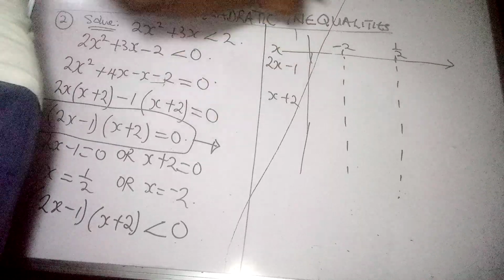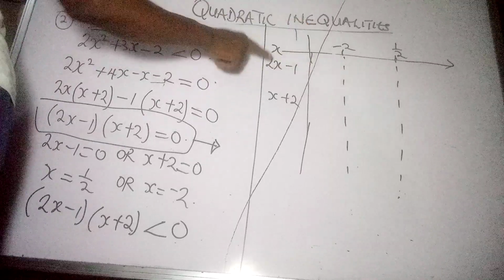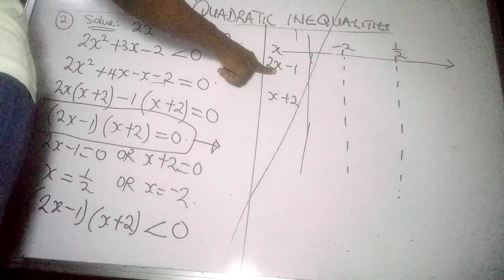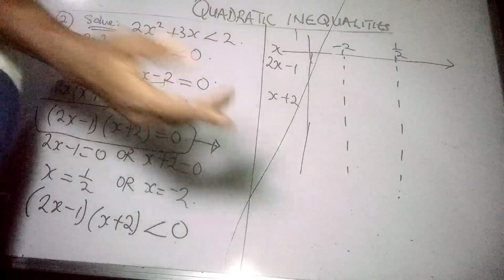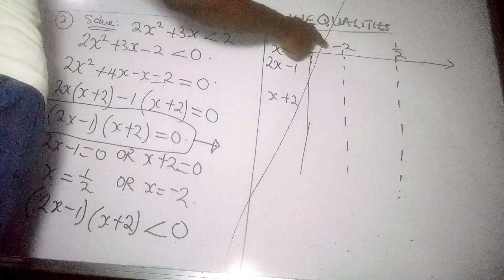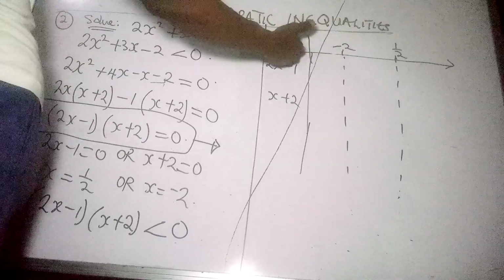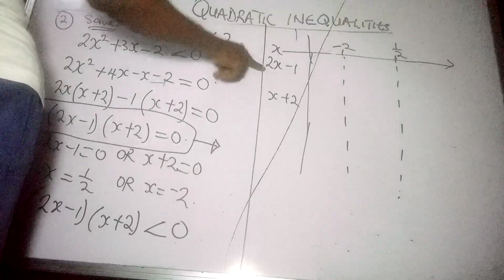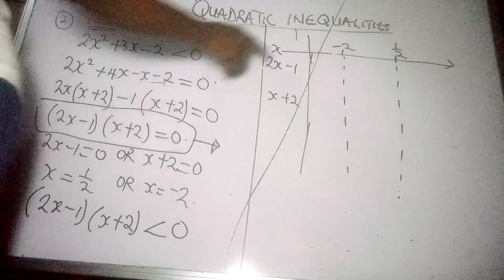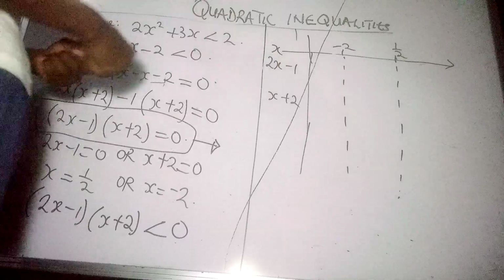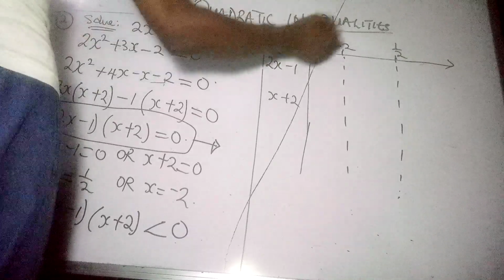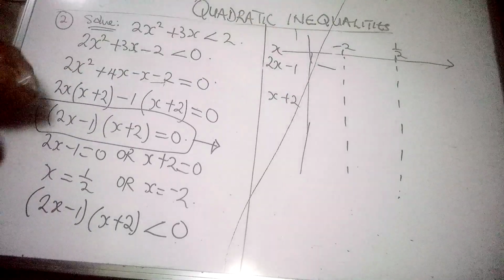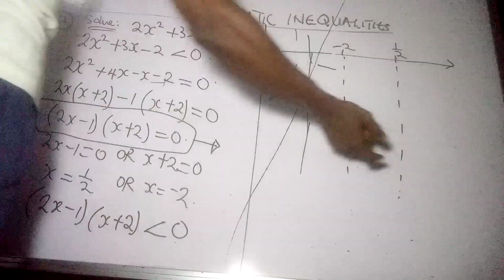So now, minus 2. If I put exactly minus 2 into this expression here, that will be 2 times minus 2, that will be minus 4. Minus 4 minus 1, that's minus 5. Let me try something less than minus 2. That will be minus 3, or minus 4, or minus 5. If I use minus 3, 2 times minus 3, that's minus 6. Minus 6 minus 1, minus 7. That means anything I use up to this minus 2 will give me a negative value.